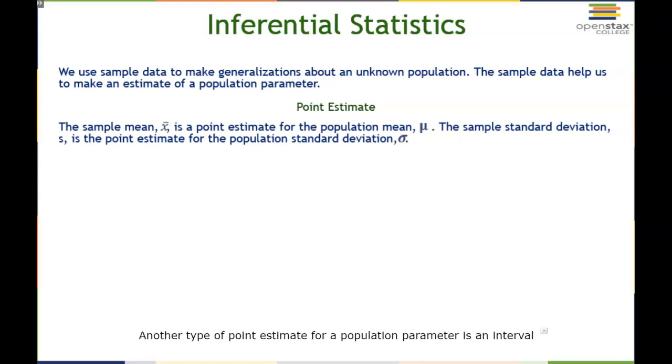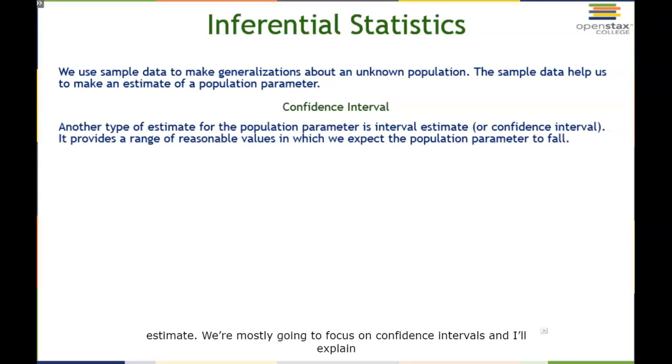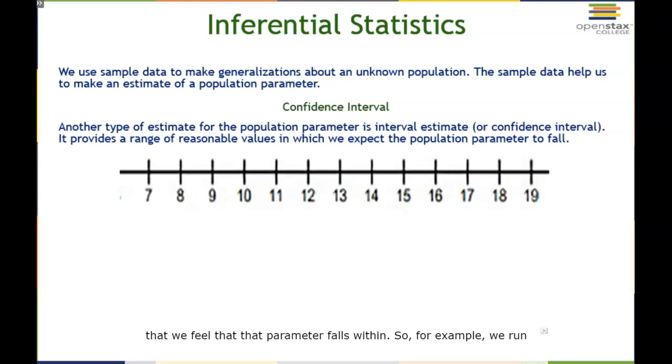Another type of point estimate for a population parameter is an interval estimate. We're mostly going to focus on confidence intervals, and I'll explain what it means to be a confidence interval. But instead of just one value, we're going to provide a range of reasonable values that we feel the parameter falls within. So for example, we run some tests and I can say that I'm pretty confident that the population mean is somewhere between 10 and 15. I don't know exactly what the population mean is, but I'm going to say it's between 10 and 15. Instead of just one value, I didn't say that I'm guessing that the population mean is 12. Instead, I'm giving a range of reasonable values where we figure the population parameter falls.